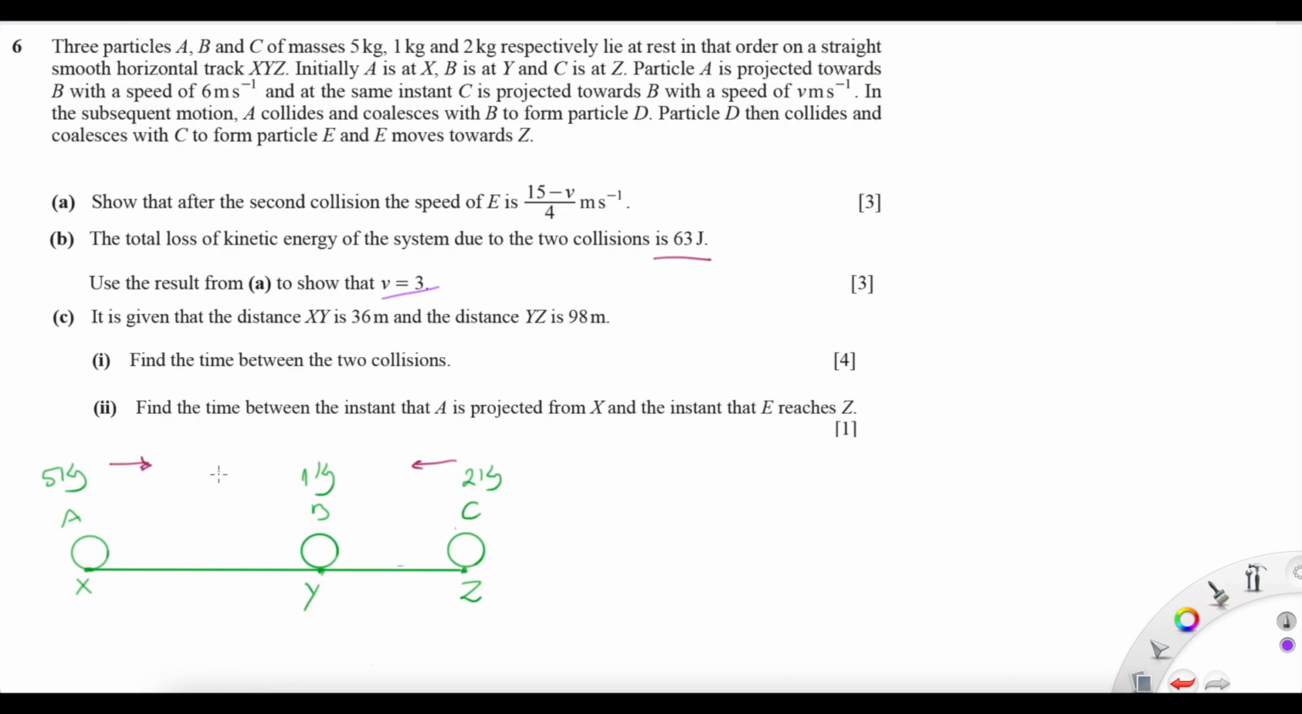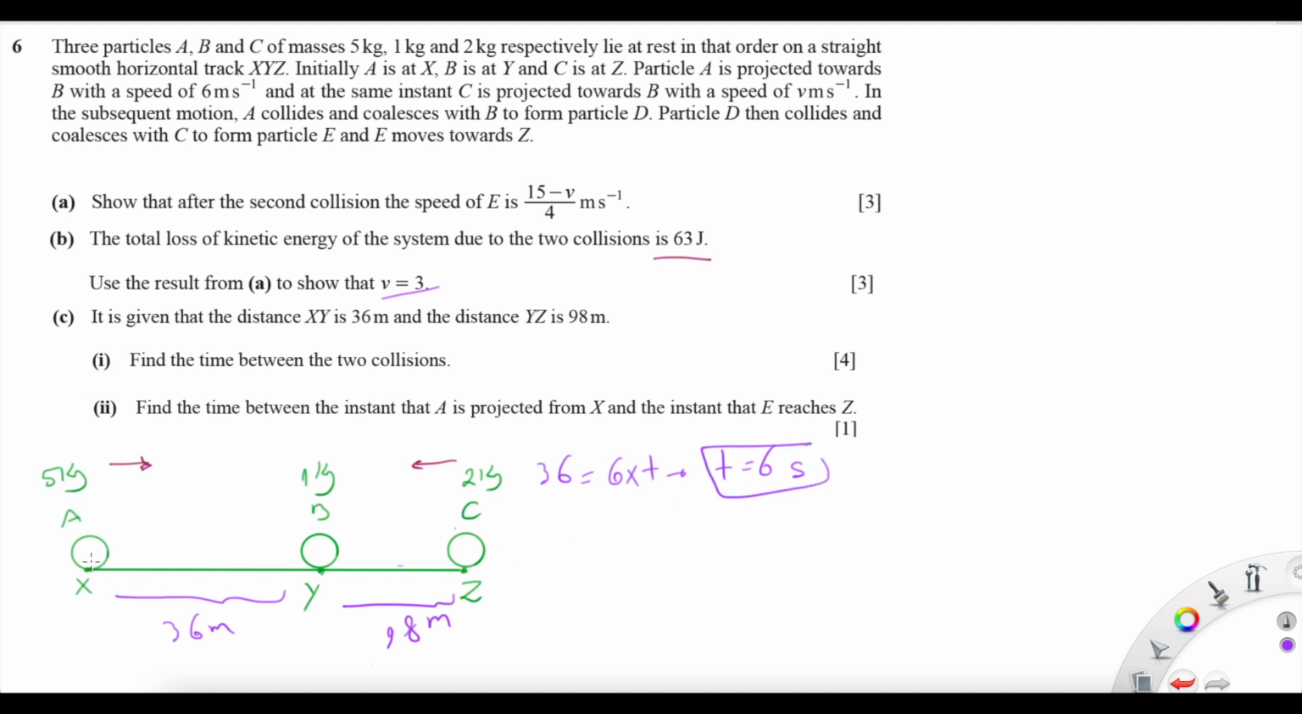For the next part, it says it's given that the distance XY is 36 meters and YZ is 98 meters. Find the time between two collisions. Now, A is moving at the speed of, sorry, 6 meters per second. Because it's moving at constant speed, S will be Vt. So displacement 36 is equal to V, which is 6, times T. So T will be 6 seconds.